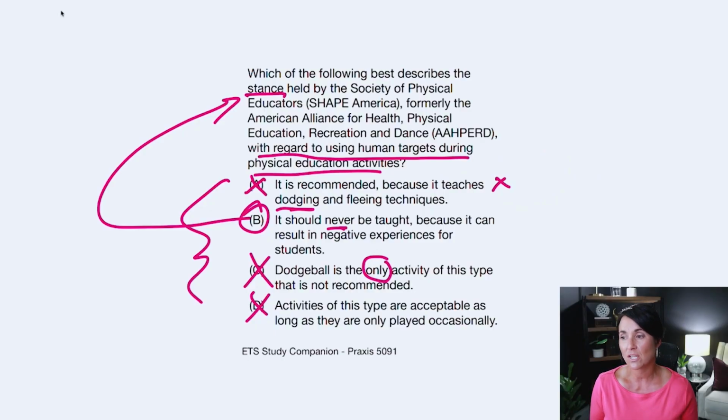Okay, just a quick FYI. And D, activities of this type are acceptable as long as they're only played occasionally. Absolutely not. So B is the best answer choice here. And I wanted to use that because, remember, you're a PE teacher. So you are loving these students. You're motivating these students. You're not embarrassing these students. You're not doing the fat test in front of everybody. You're not calling out their weight. You're not using them as human targets. We are being cognizant that every student is different and every student needs to be loved and nurtured. And dodgeball is not a part of that.